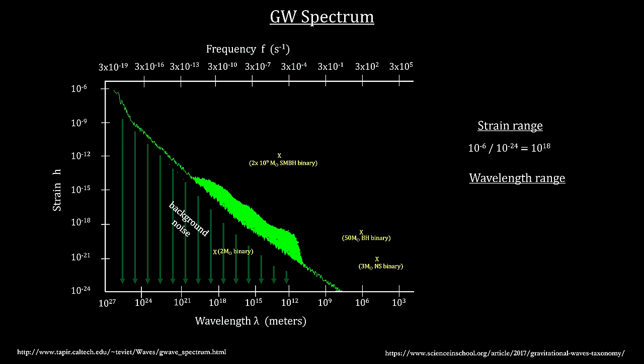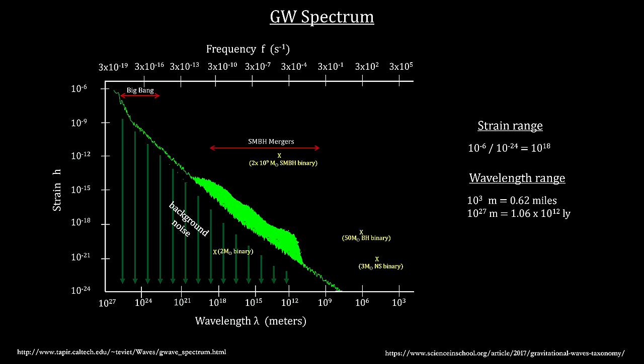The strain is always a small number, but the top value of 10 to the minus 6 is a billion trillion times larger than the lower value of 10 to the minus 24. And the wavelength goes from 1,000 meters on the far right up to the diameter of the visible universe on the left. This large extreme covers the gravitational waves created at the time of the Big Bang. They have been stretched by the expansion of the universe for over 13 billion years.